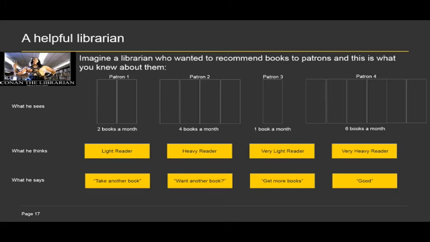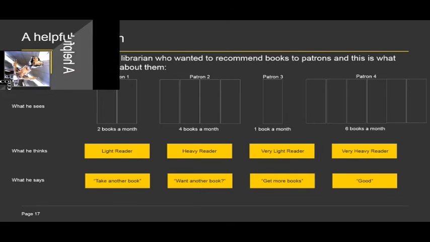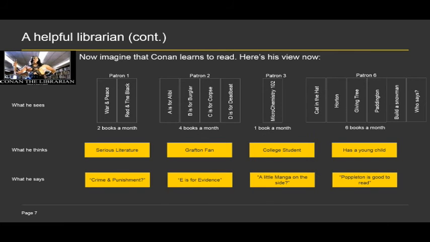But suppose Conan hangs out at the library long enough and he learns to read. His view of the world changes dramatically. See how different everything looks now? When Conan understands what people are consuming instead of just how much, his understanding of them and their potential needs is vastly greater. Our light reader is knocking off War and Peace and The Red and the Black. Heavy stuff.